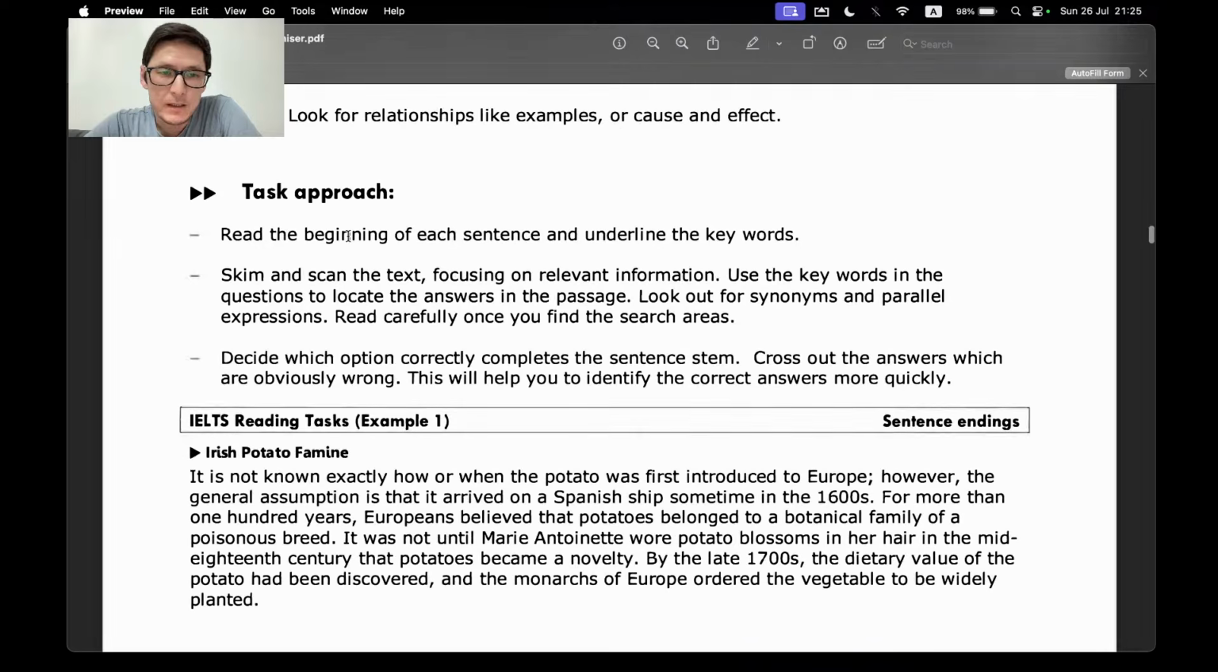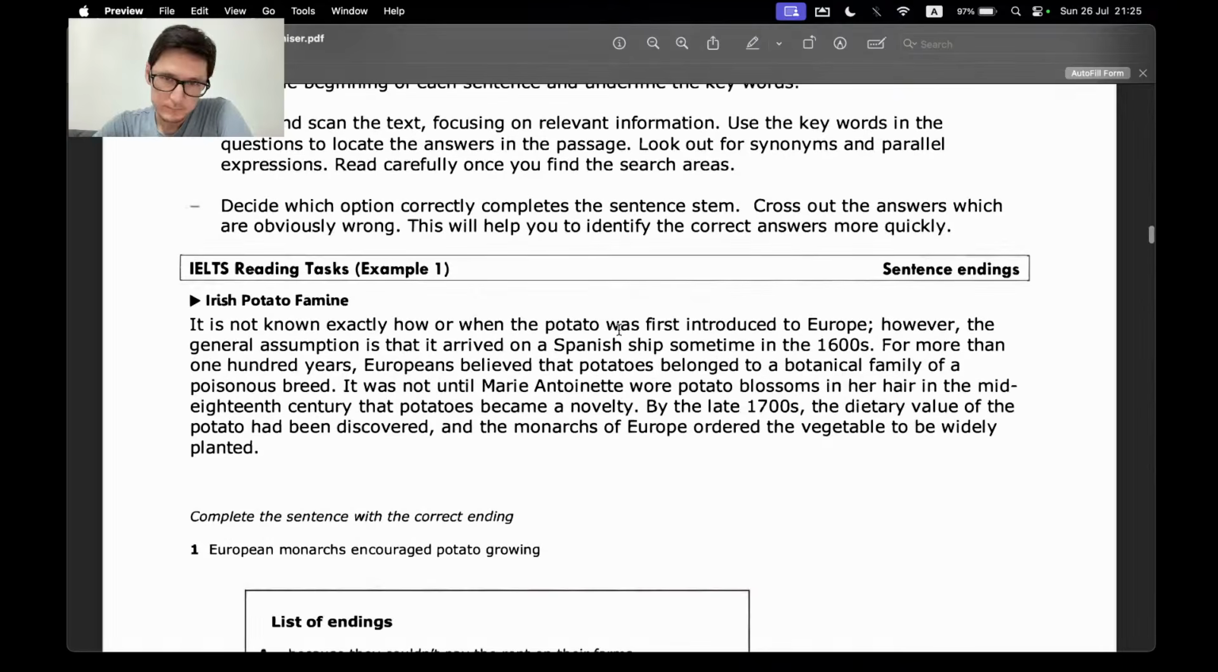Read the beginning of each sentence, underline keywords. Okay, approach: skim and scan the text to find where the answers, where the questions are located. Decide which option correctly completes the sentence.